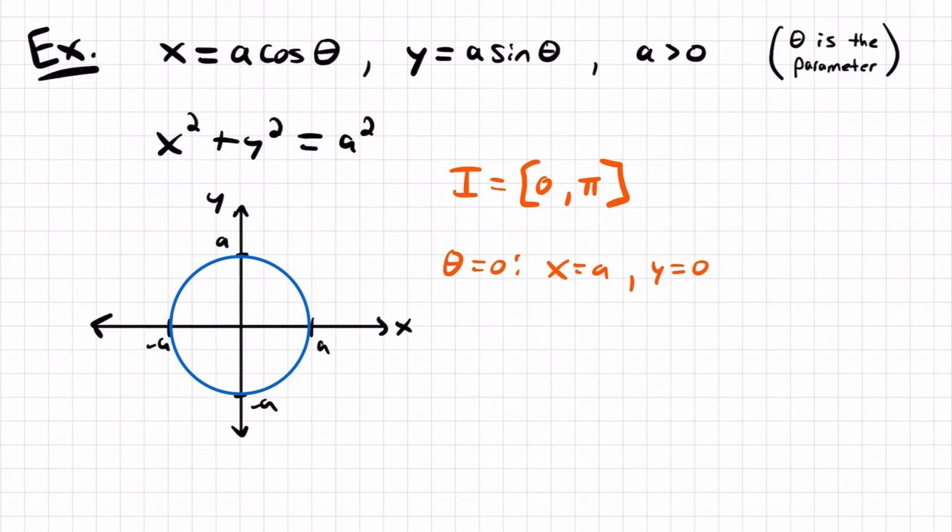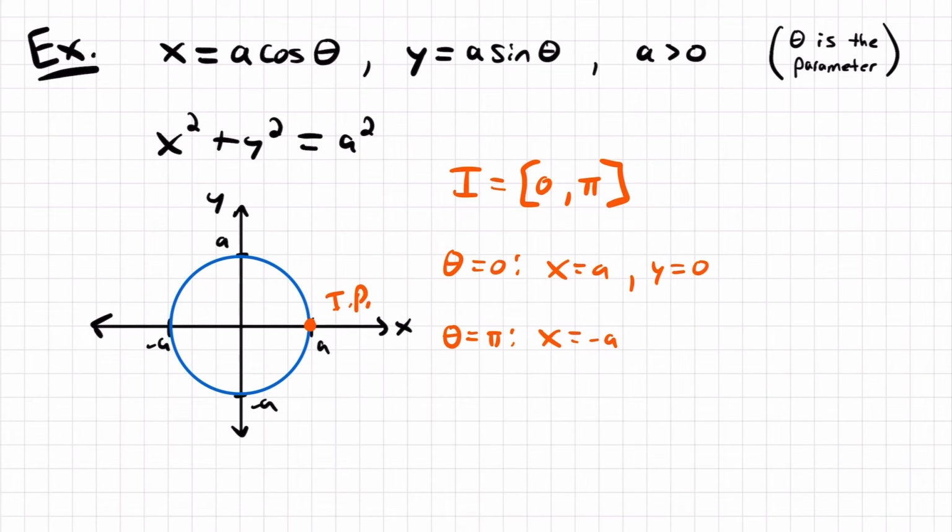And so if we go to our graph, that will be this point right here. A is the value of our x-coordinate, and 0 is the value of our y-coordinate. So this is going to be our initial point right there. And then how about our terminal point? Well, that's going to be when theta equals pi. So when theta equals pi, what will x be equal to? Well, when theta equals pi, we'll plug pi into the cosine function, and cosine of pi is equal to -1. So -1 times a is negative a.